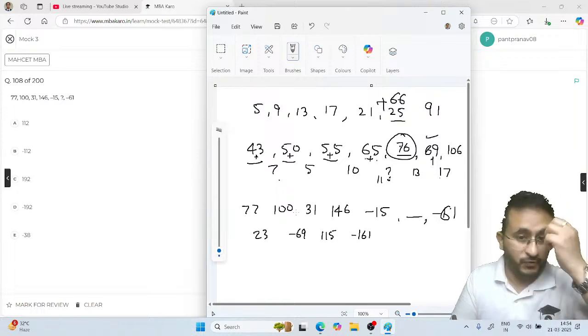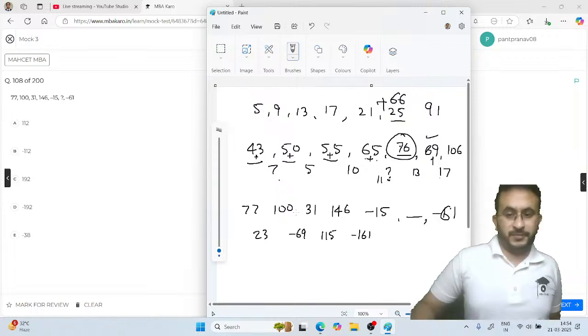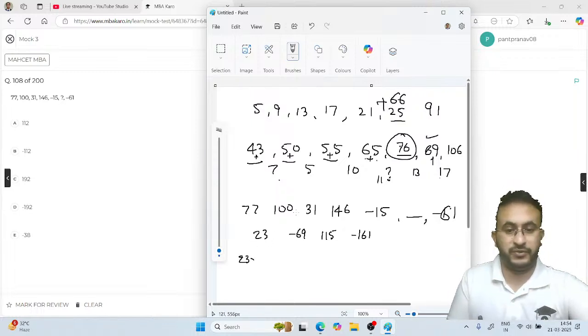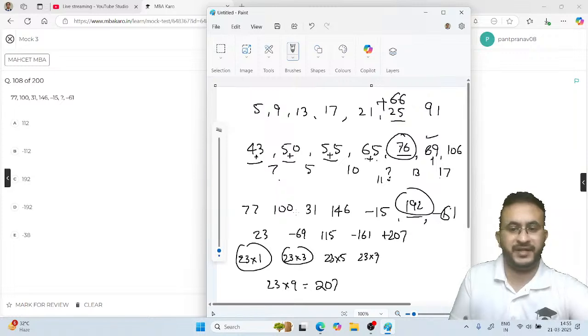Okay, now if you notice this pattern, right, like if you know the multiples, then it is good because these are basically multiples of 23. So 23 into 1, 23 into 3, 23 into 5. This is 23 into 7. Right, next one is 23 into 9, which is 180 plus 27, 207. So 207 add कर देंगे. 207 minus 15 is 192.